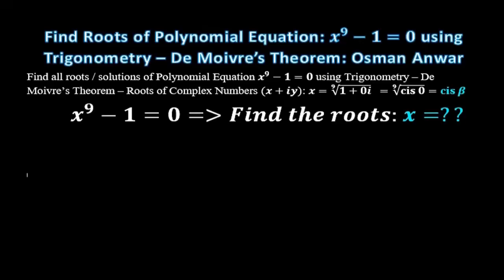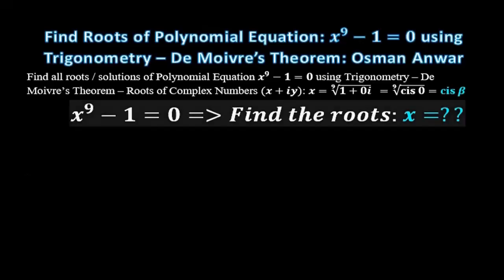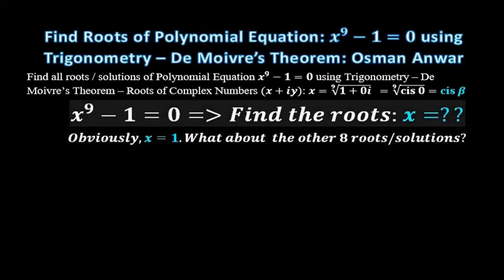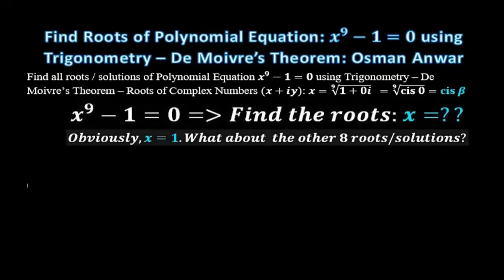X to the 9 minus 1 equals 0. Find the roots. So the obvious one is x equals 1. So x to the 9 minus 1 equals 0, x to the 9 equals 1. Take 9th roots of both sides. Then you get x equals 1, that is the real. What about the other 8 root solutions?